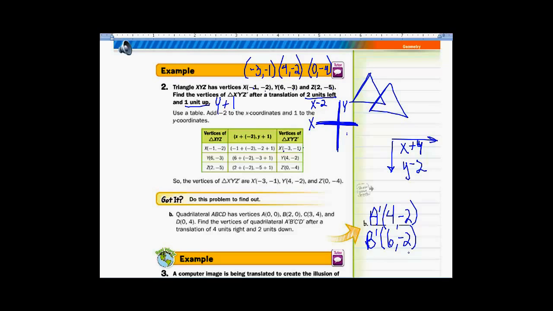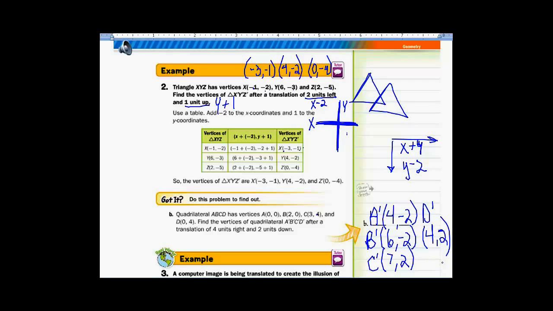C prime, add 4 to that, be 7. Subtract 2 from there, 7, 2. And the last one, D prime, that would be add 4 to my X's, so that would be a 4. Subtract 2 from my Y's, that will be a 2. Oops. Just 2, it's not negative 2, it's just 2. Okay, and that's as easy as that gets, right there.